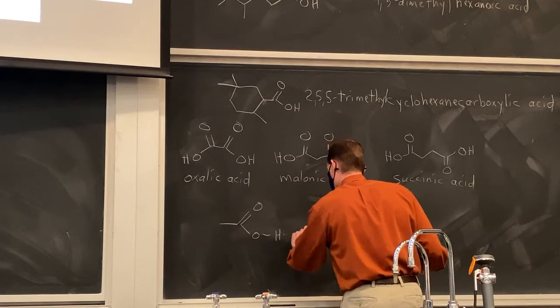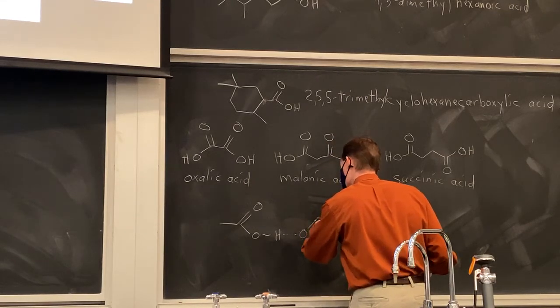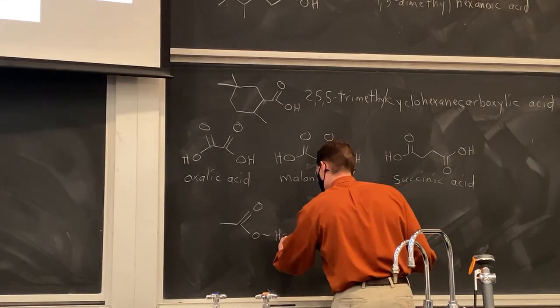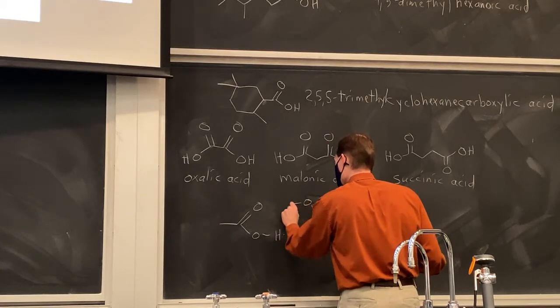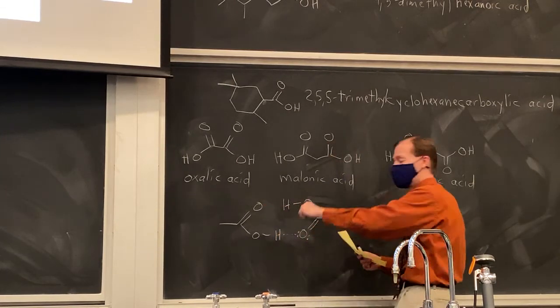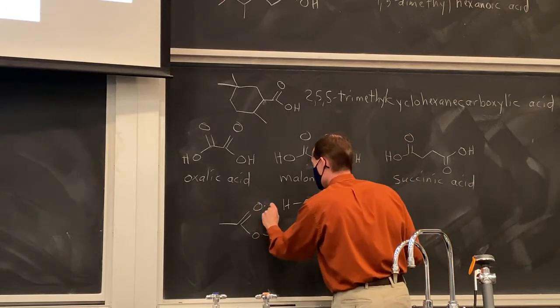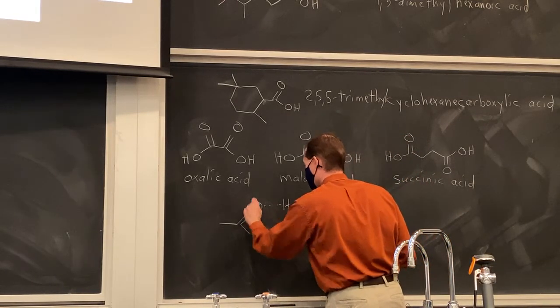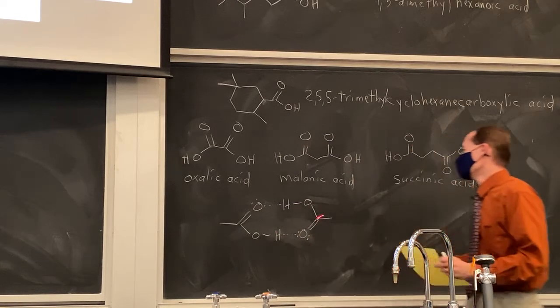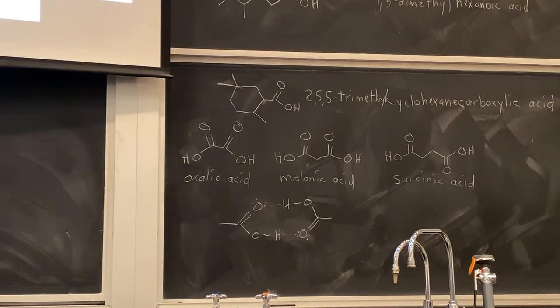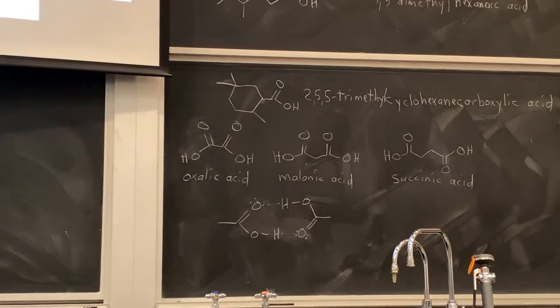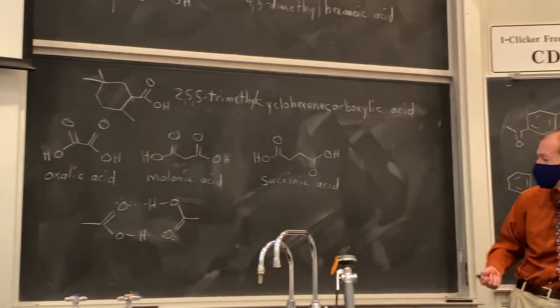We can have that form a hydrogen bond to the carbonyl of a second molecule of acetic acid. Okay. And it can form a second hydrogen bond to the same molecule of acetic acid, like so. All right? So we have these hydrogen bonded dimers with carboxylic acids. And these are the strongest types of intermolecular attractive forces that we're learning about in the class.